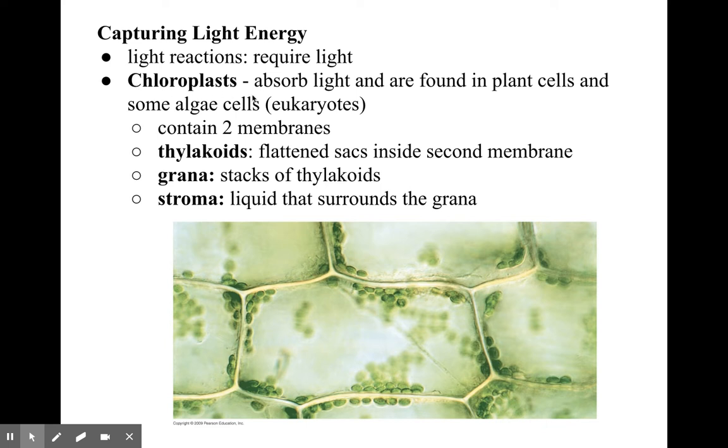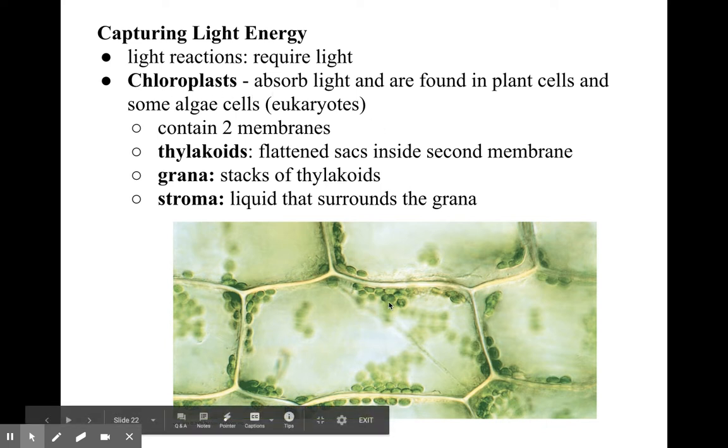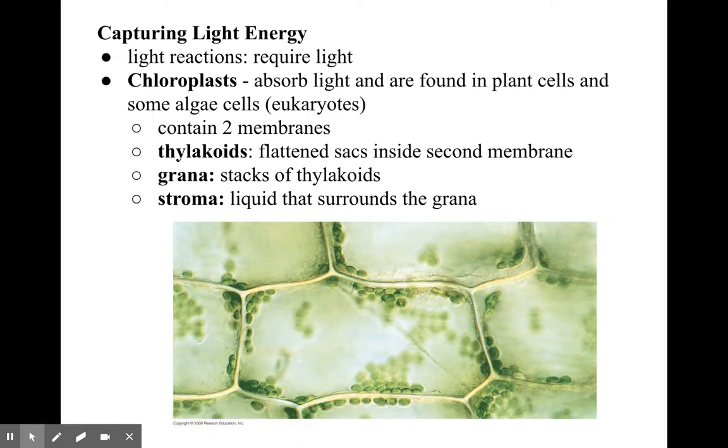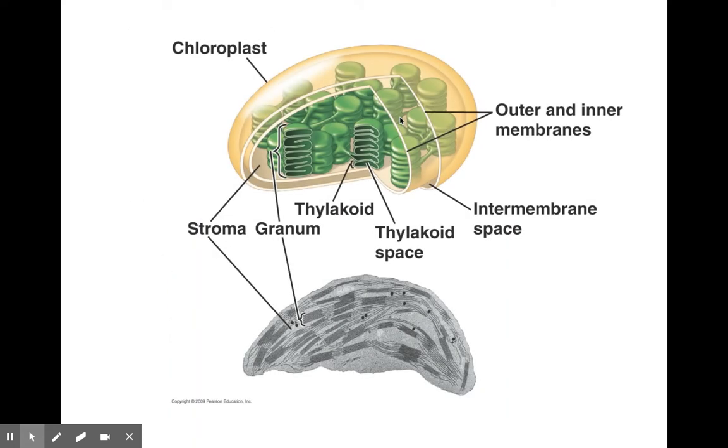So remember that eukaryotes have chloroplasts. That's all these green things in this picture down here. And the chloroplasts are in charge of absorbing light, right? And they're found in the plant cells and algae cells. Remember that chloroplasts have two membranes. They have thylakoids, which are the flattened sacs inside the second membrane. They have grana or granum, which are the stacks of thylakoids. And they have stroma, which is the liquid around the grana.